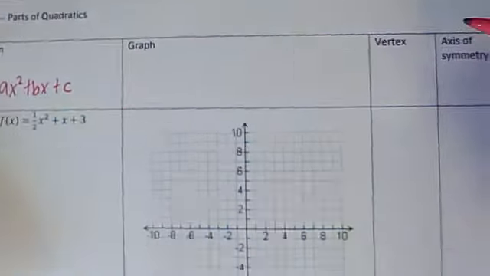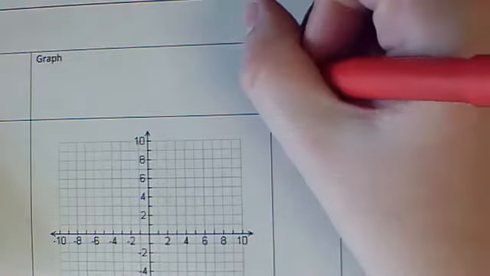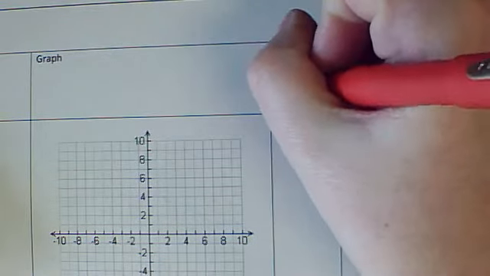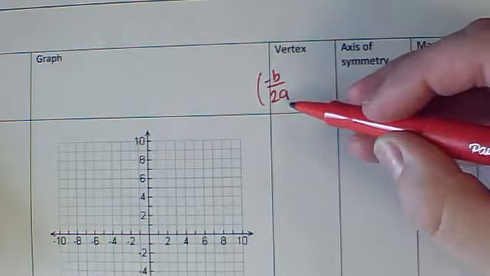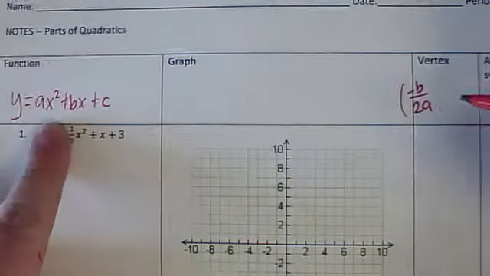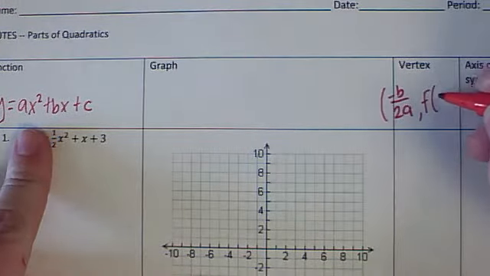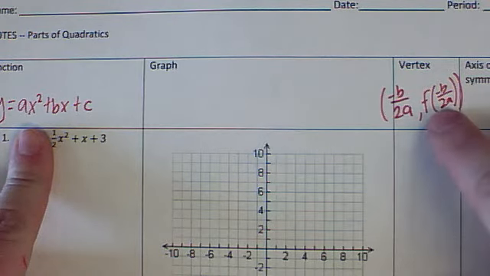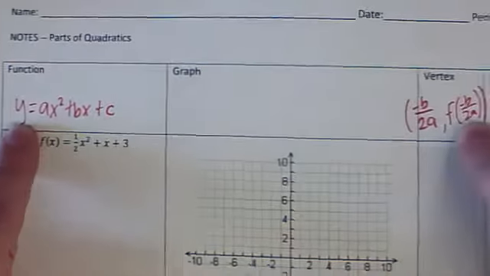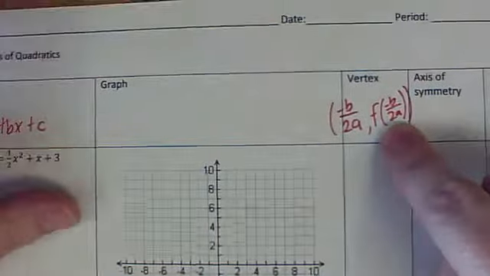So then you're going to have a graph, and in order to find that vertex, I'm going to do negative b over 2a. I'm getting the b and the a from this equation over here. And then once I find that, I'm going to plug it back in. So this would be plugging whatever this value is back into this function. Okay. The axis of symmetry.